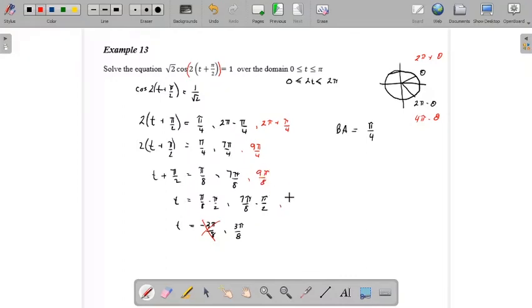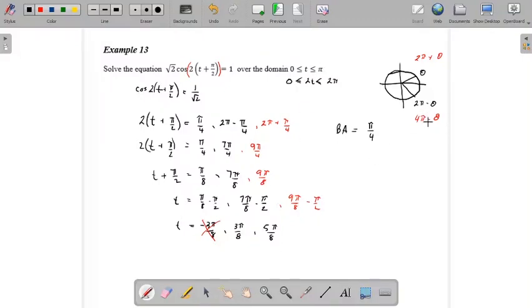And then subtracting our pi over 2, that's 9 pi over 8 minus 4 pi over 8, which is 5 pi over 8. So that's our other solution. Our two solutions are these. This is where you can become unstuck. You just always need to make sure that your solutions are within your domain.